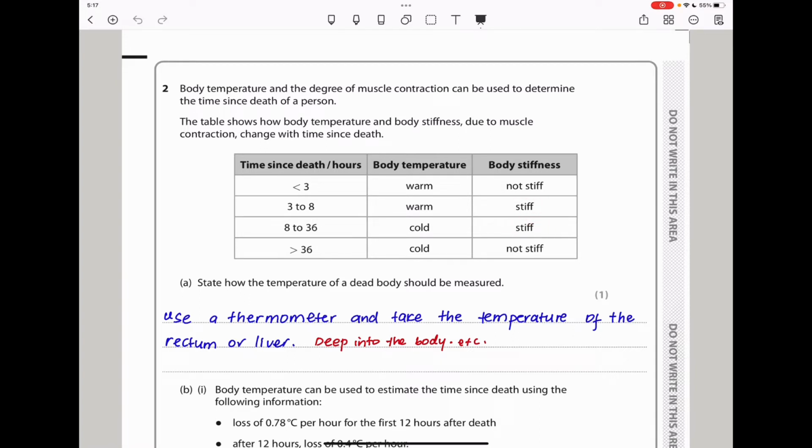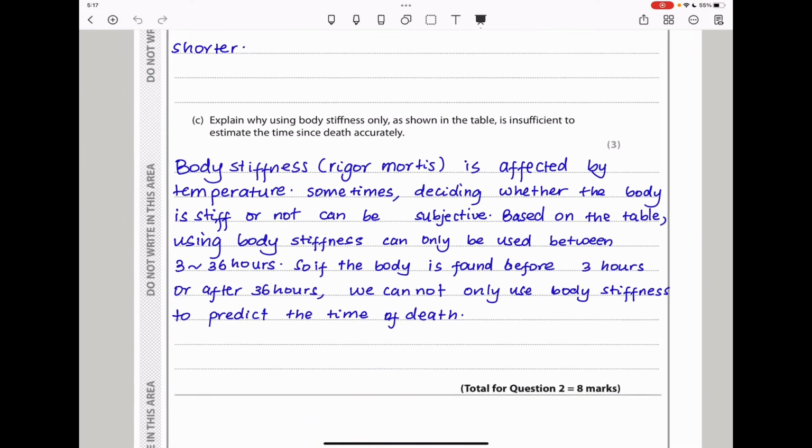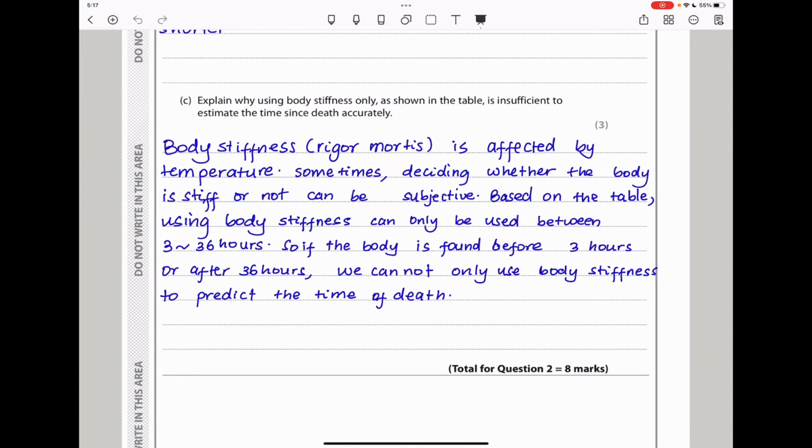It means if we ever find that body to be stiff, it is going to be within this range. When we find the body not stiff, it could be in this range or it could be in this range, which could be misleading, so we can only use within that time frame. So this brings us to the end of question 2. Let us go to question 3.